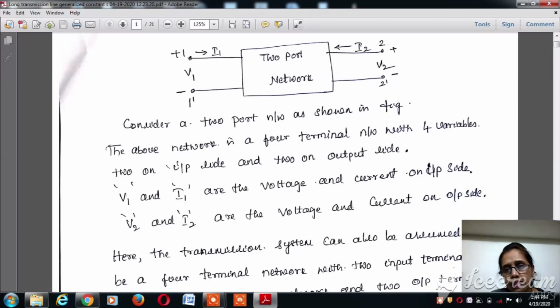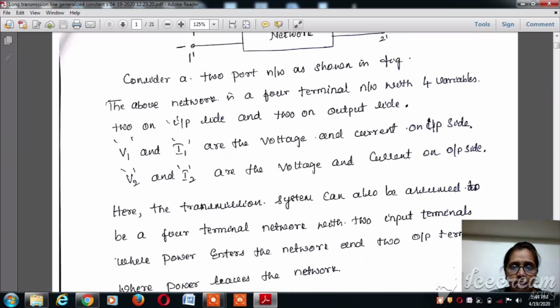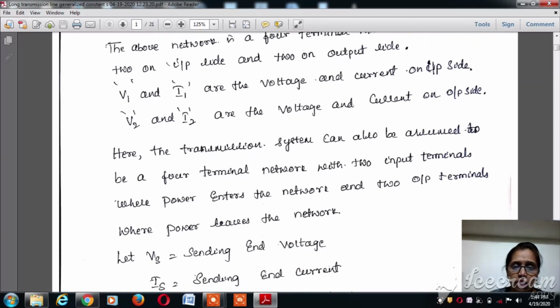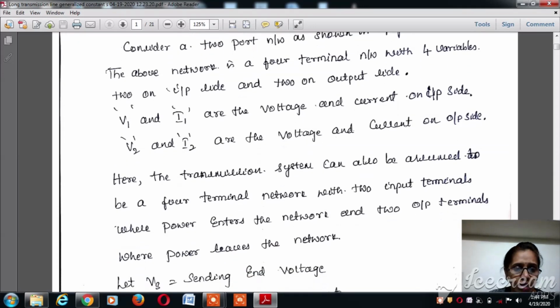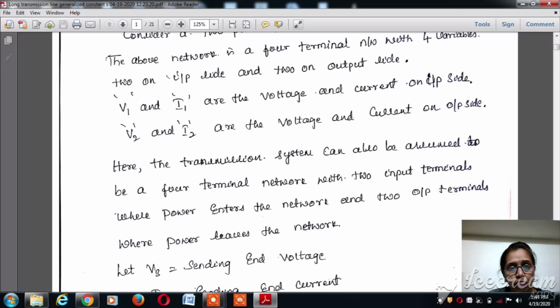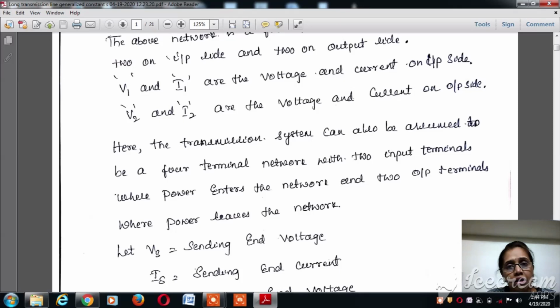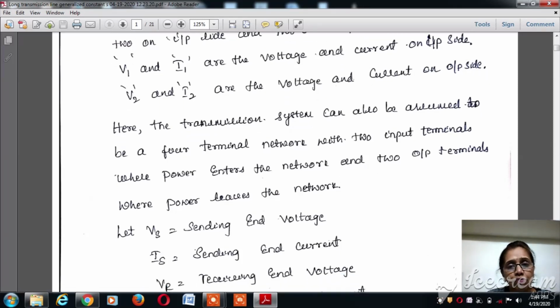V2 is considered as the voltage at the output side, and I2 is considered as the current from the output side. Here the transmission system can be assumed to possess a four terminal network, and it consists of two input terminals and two output terminals. If we go with the equivalent diagram, the analysis would be too tedious. So if we consider the two generalized constants, then it would be easy to express the output parameters in terms of input parameters.